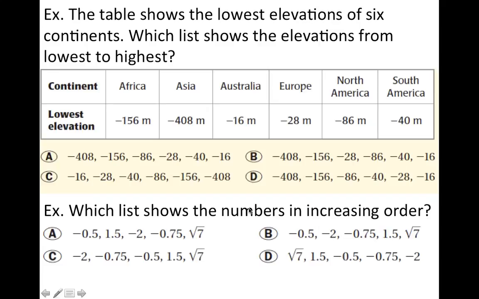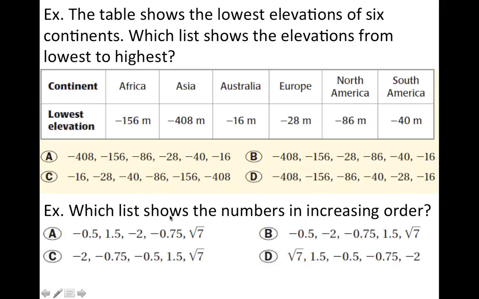Our next one shows the table of lowest elevations of 6 continents. Which list shows the elevations from lowest to highest? Now remember, these are negative numbers, so our first number should be the greatest number if we took the absolute value of it. So it should start with negative 408, and then the numbers should get less from there. So our answer should be D. Notice how our numbers get smaller and smaller. Even though it doesn't make sense because we're going lowest to highest, they are negative numbers.